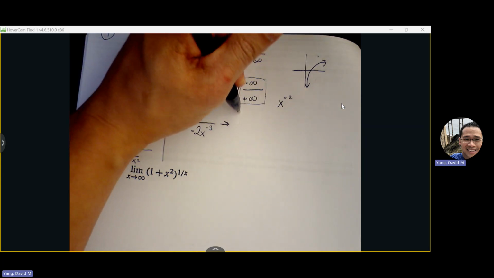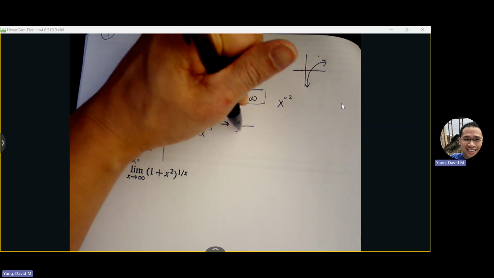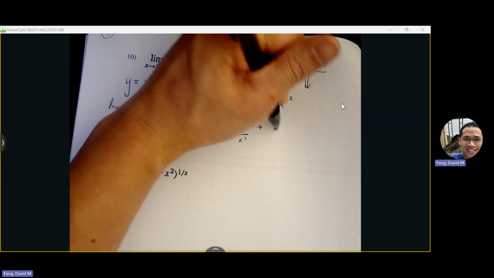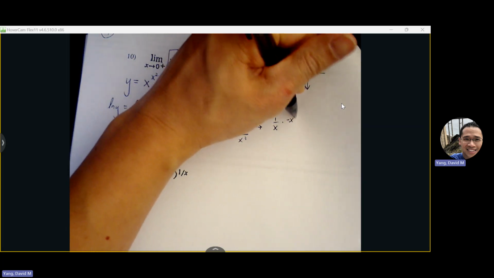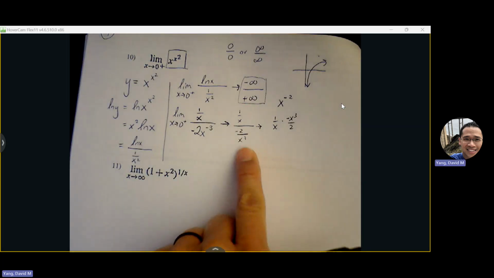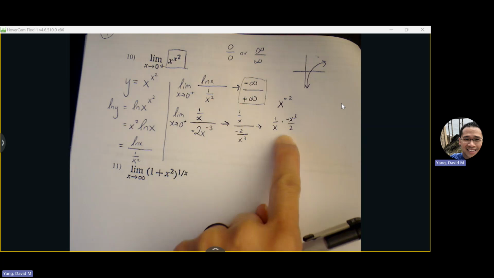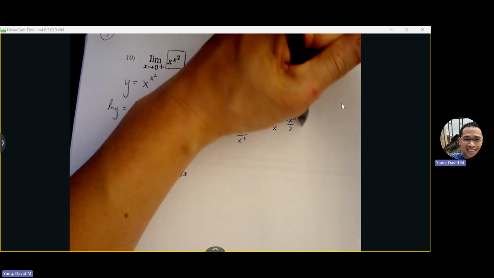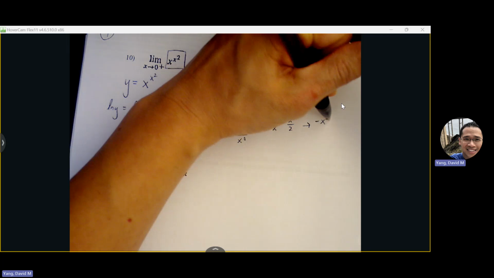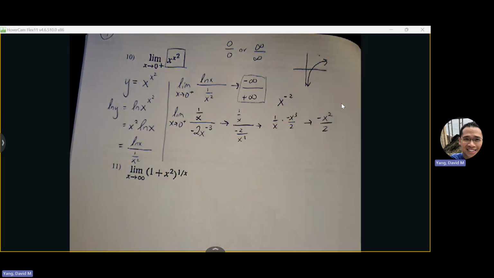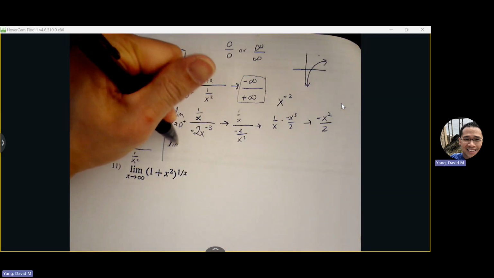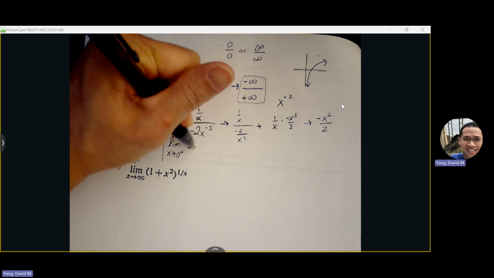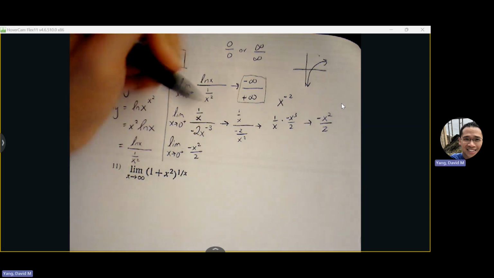So this is 1 over x divided by negative 2 over x cubed, which is the same thing as 1 over x times negative x cubed over 2. Dividing by a fraction is the same thing as multiplying the top by the reciprocal. So we get negative x squared over 2. Now we should have a different version of our problem for us to evaluate.